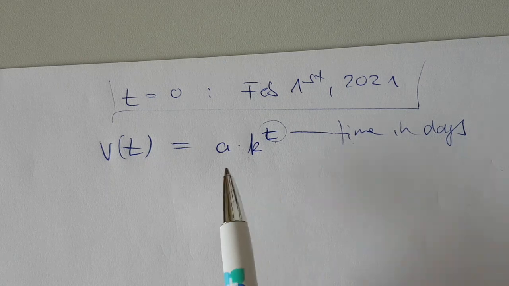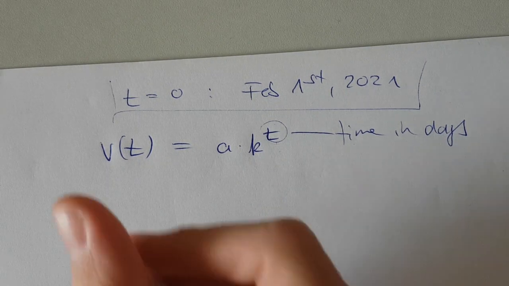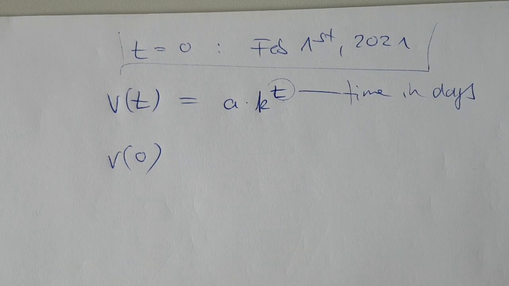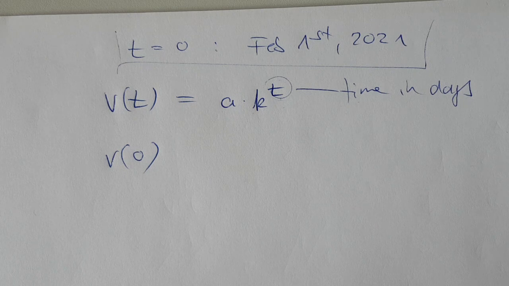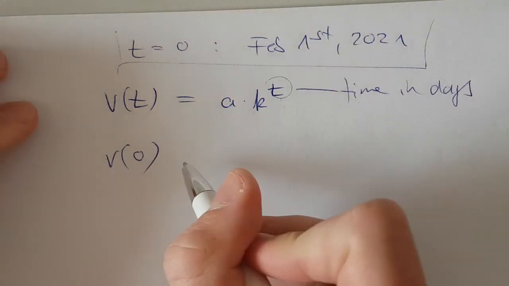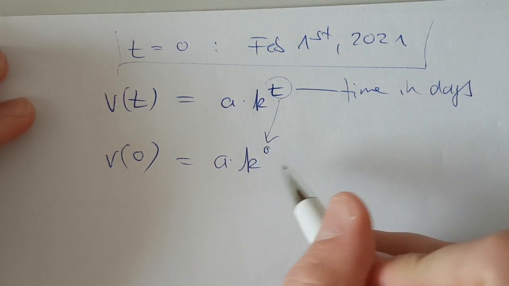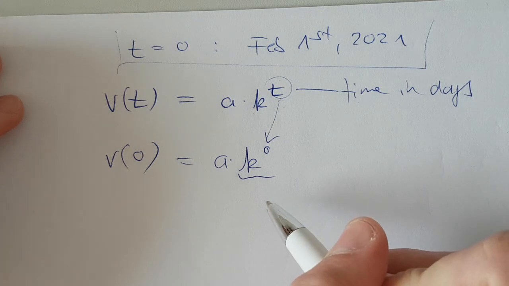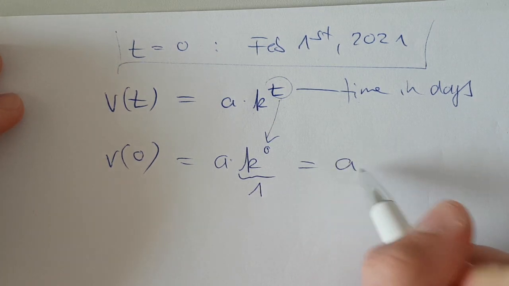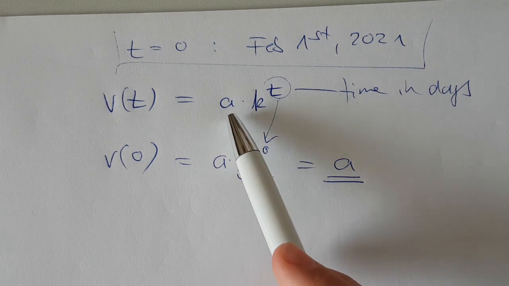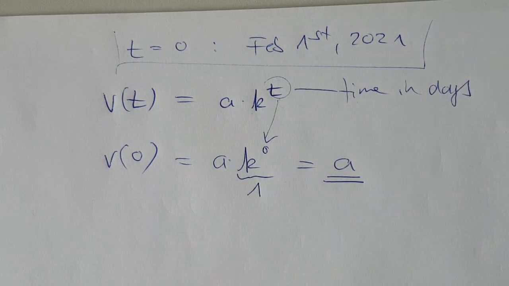In order to find out what a is, we can just calculate v of 0, meaning the number of vaccinated people at t equals 0, so the number of vaccinated people at February 1st. V of 0 is just a times k to the 0. Remember, we plug in 0 for t. K to the 0, or in general anything to the power of 0, gives us 1. So this is just a. So a is the number of people we have at t equals 0. In general, a is always the amount of things we have at t equals 0. So the amount you have at the beginning is a.